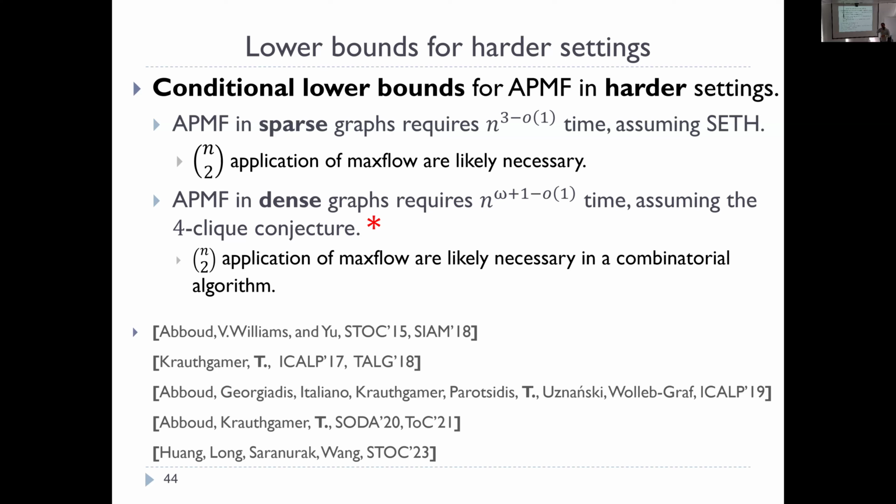Yeah, we also had results for dense graphs, but those results were a little restricted. So if we assume that we can only use combinatorial algorithms, right? So algorithms that do not use fast matrix multiplication methods, then also we had a similar conclusion. N squared applications of maximum flow is the best you can hope for. Now I put here the asterisk because there are some noises that maybe this assumption is now broken, right? But let's leave that aside.